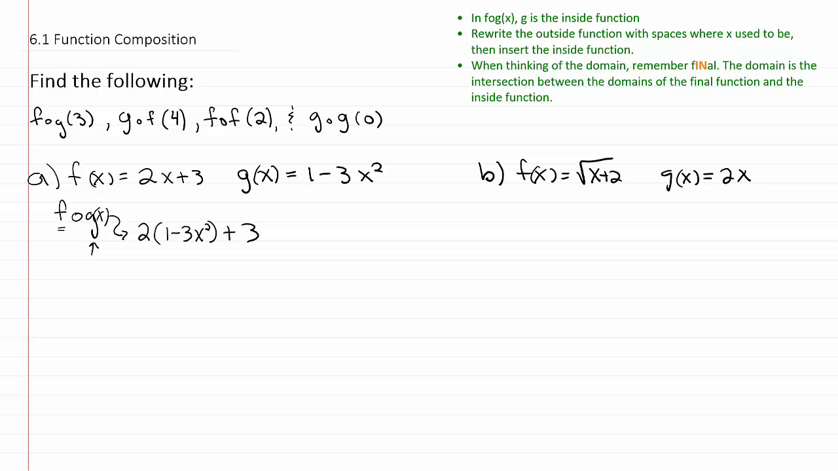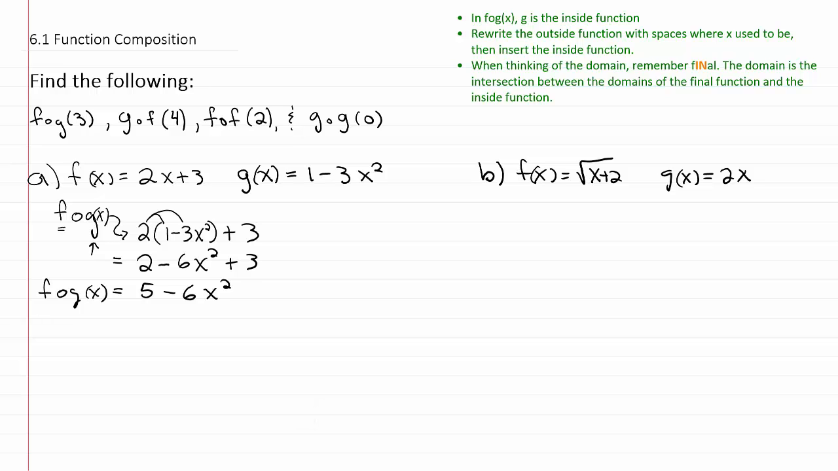And then from there, you could clean it up and do some arithmetic. For example, if I wanted to clean this up, I would just distribute the 2 in, and I would say 2 minus, right? So 2 times 1 is 2, minus 6x squared, and then it'd have this plus 3. And then you could say, well, 3 and 2 make 5, so you had 5 minus 6x squared. And then at that point, we'd have f of g of x, and then we could just plug in whatever x value you wanted to.